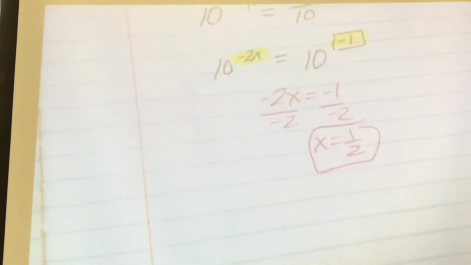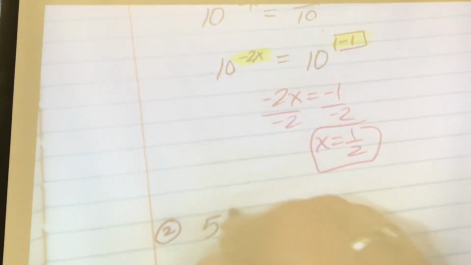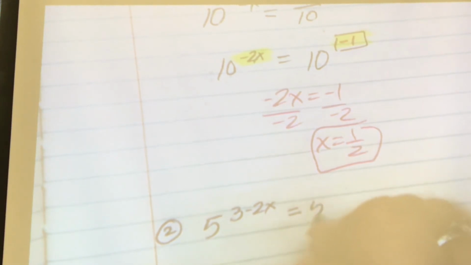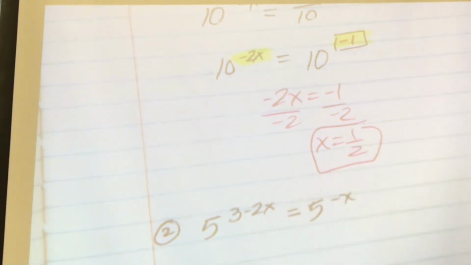Alright, here's your doyo. Number 2. 5 to the 3 minus 2x equals 5 to the negative x. Do this by yourself. Here come the boys if you need help.